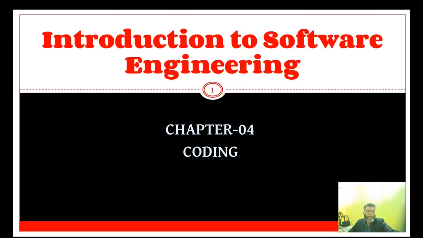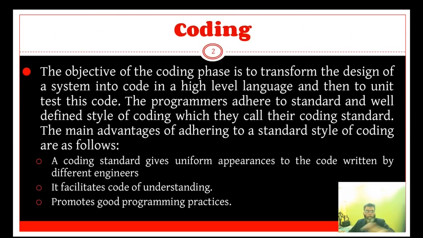The next topic is about coding. The objective of the coding phase is to transform the design of a system into code in a high-level language and then to unit test this code. The programmers adhere to standards and a well-defined style of coding, which they call their coding standards. That means coding is a process of transforming the design of a system into a computer language format.